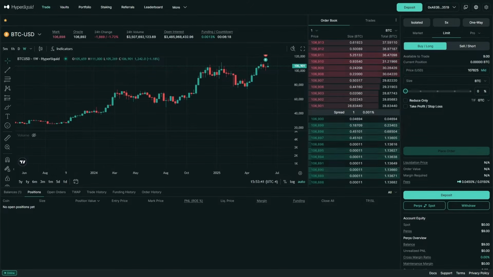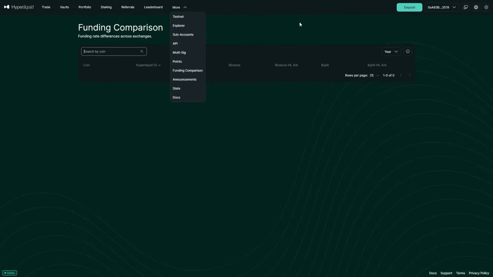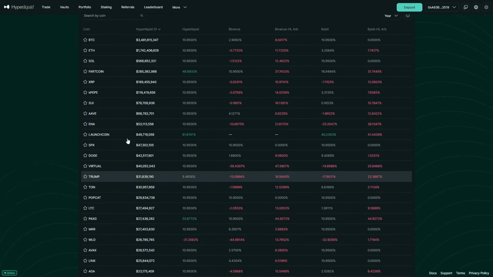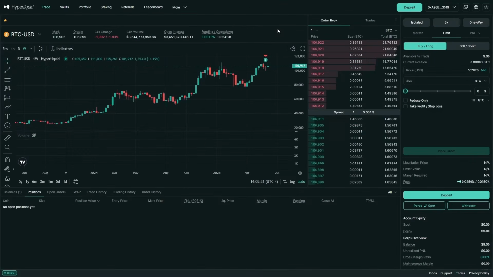Now on Hyperliquid, the funding rate is every hour. Most perpetual exchanges have an 8-hour funding rate, so keep that in mind. If we do want to know more about the funding rate, we can just go to More and go to Funding Comparison. So we have different cryptos here that we can go through to check their rates. We can also compare Hyperliquid with Binance and Bybit, and then we can also toggle the funding rate by annualized, hourly, 8-hour, day, and week.